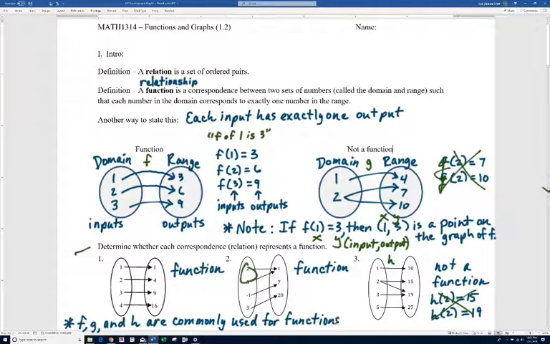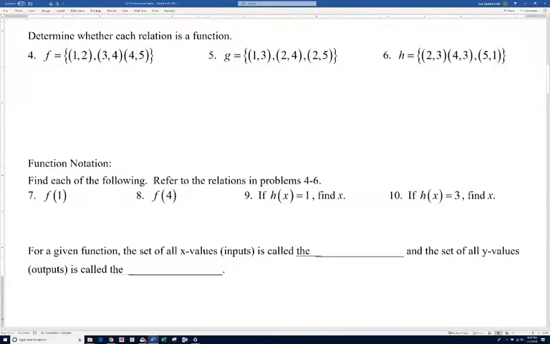Notice I used f, g, and h to label my functions. This is quite common. This is what we normally do when we're dealing with functions. So normally if you see f, g, and h, you're in the function realm or world, and you want to be thinking functions. Alright, let's go ahead and move on to the next slide.